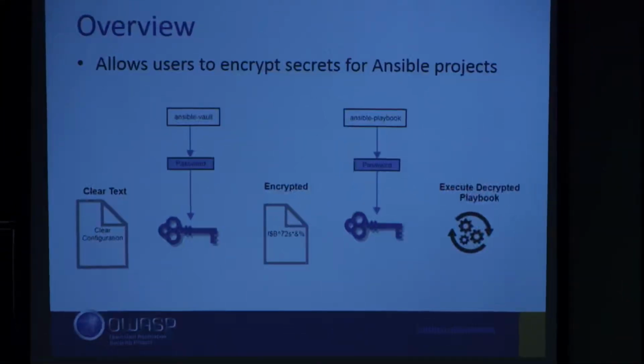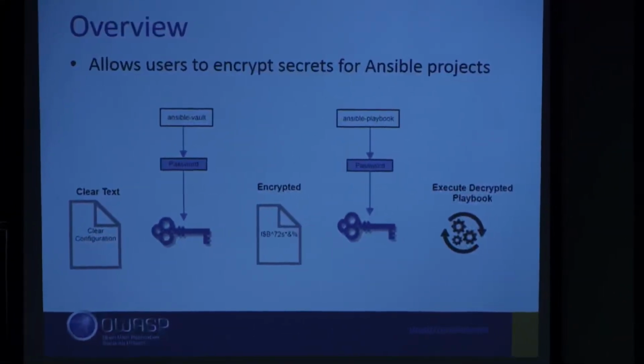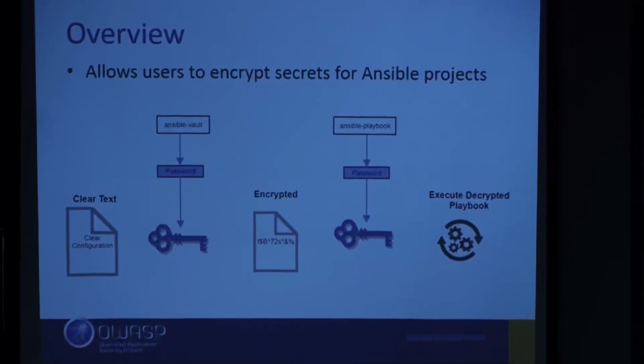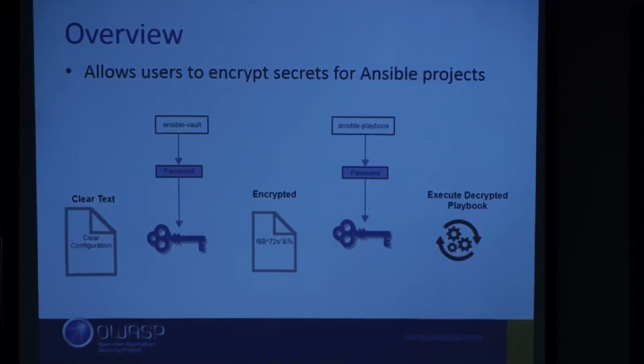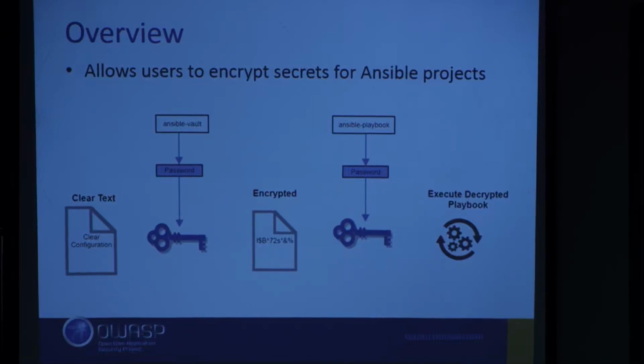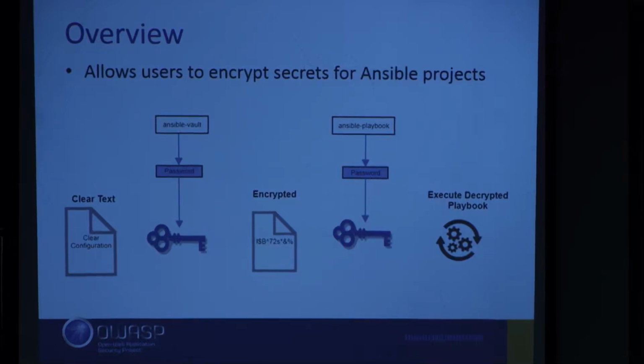Right? So the way it works is you have an Ansible Vault, which you can use to encrypt your configurations, your playbooks. And then you persist your encrypted playbooks. And when you have to execute the playbook, you provide your password to Ansible playbook, which would then execute the decrypted playbook, and it uses an AES key which is derived from the password that you provide.